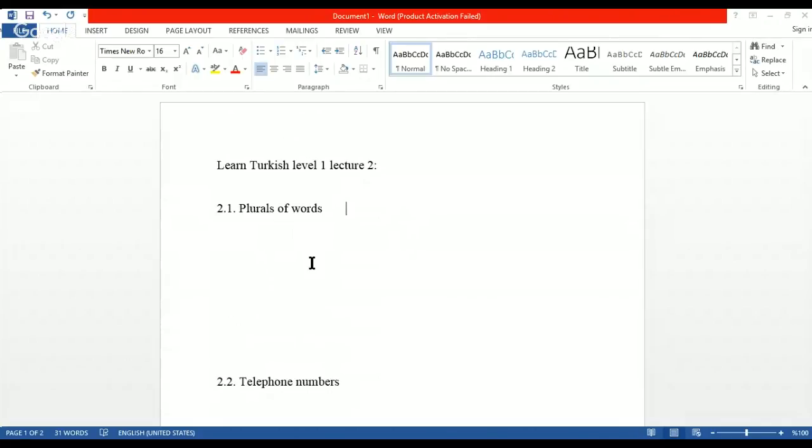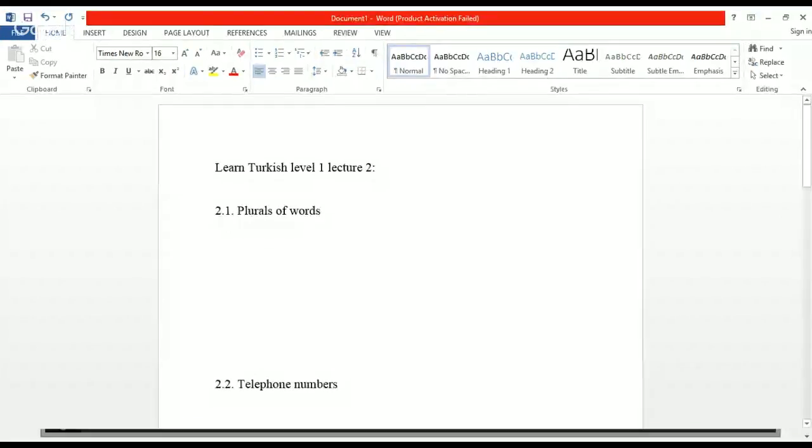So today, before we go into vocabulary, I would like to talk a little bit about grammar, and I will first start off with the plural of words. Let's say you have one word which is araba, which means car, and I want to make this into plural. I want to make this into cars. So what will it be?